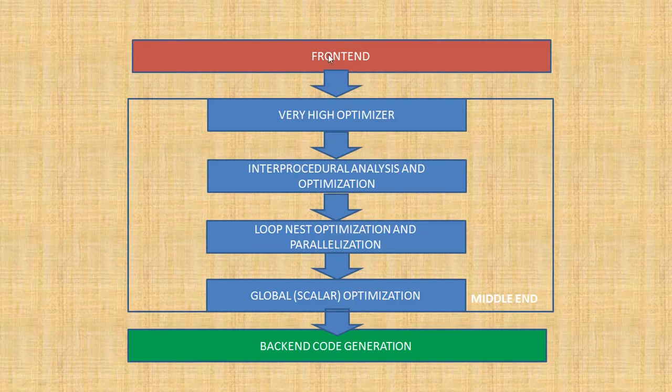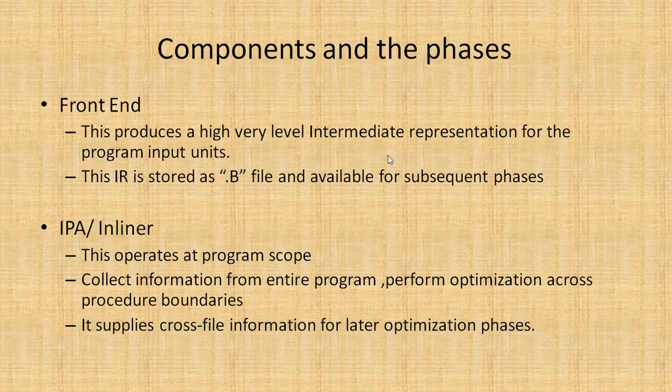So the first is the front end part where the input is taken. Then it goes in the very high optimizer part. It basically extracts the inputs and stores the features in the .b file. Then the interprocedural analysis and optimization part, loop nest optimization and parallelization, and global optimization. Global optimization is the part where mainly dead code elimination and elimination of common sub expressions are done, same expressions are removed, redundant code is eliminated. Then comes the backend code generation where the assembly code is generated. I'll explain each part in detail.